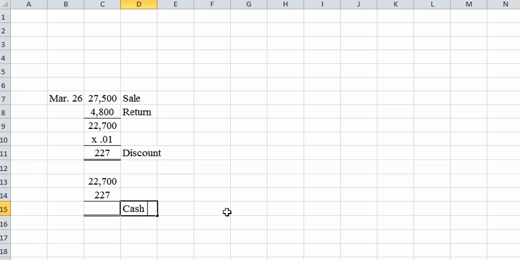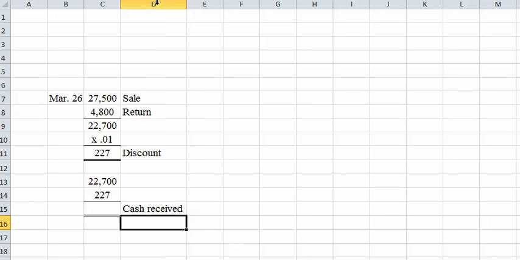And this will be cash received, which equals $22,700 minus $227.